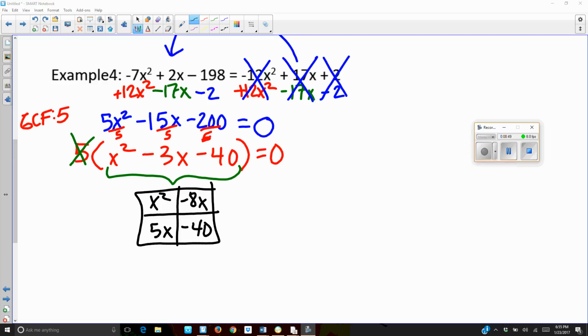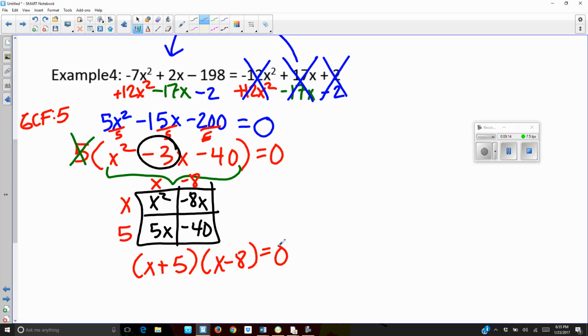So here's what you should have gotten to go in the box. x squared in the first box, negative 40 in the last. Negative 8 plus 5 gives you negative 3. And negative 8 times 5 is negative 40. And then factor out the GCF. So the factors for this problem are x plus 5 and x minus 8.